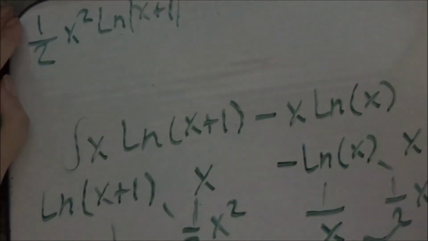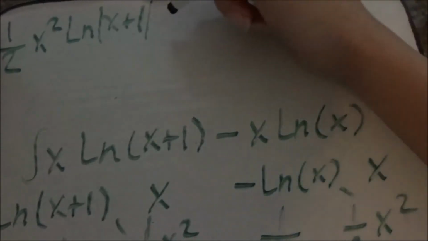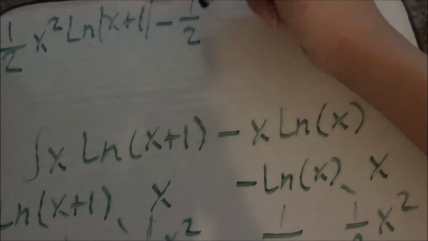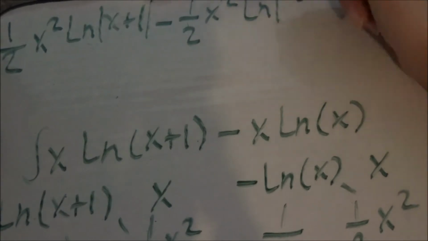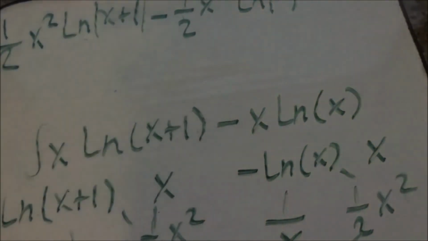So first of all, I'm going to put my answers up here. x plus 1 minus half of x squared ln of x. Okay. And now we're left with two integrals. Okay. I don't have a big whiteboard, so please bear with me.